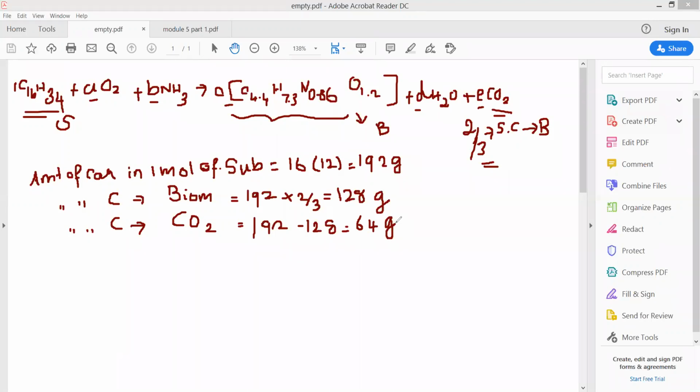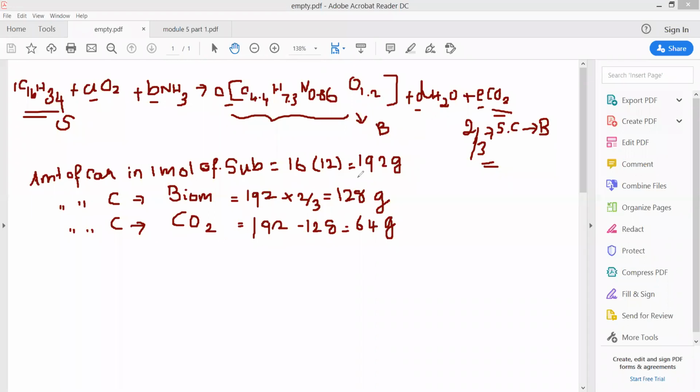So the amount of carbon in 1 mole of substrate is 192 grams. And they have given that 2 by 3rd of the substrate carbon is converted to biomass. So out of this 192 grams of carbon, 2 by 3rd is been converted to biomass. So 192 into 2 by 3 is 128 grams of carbon out of 192 grams being converted to biomass.